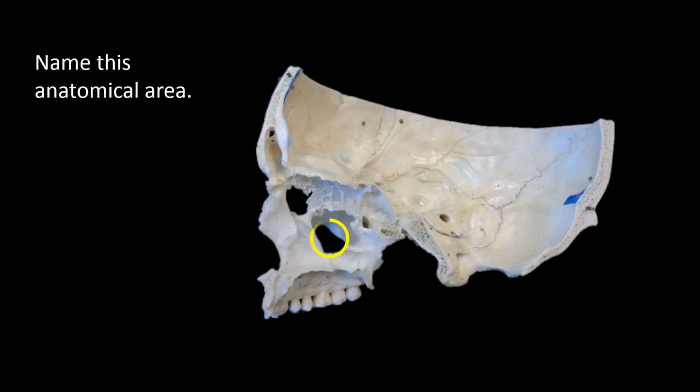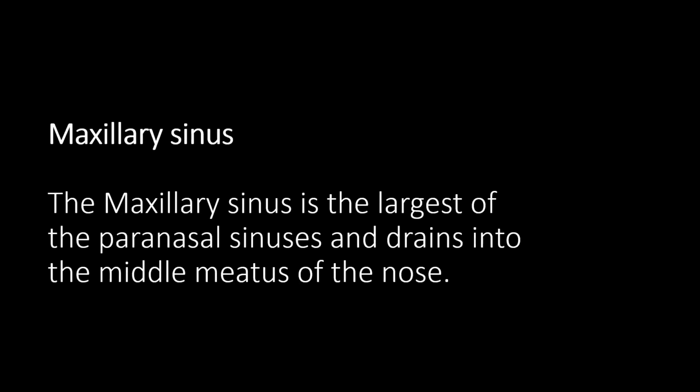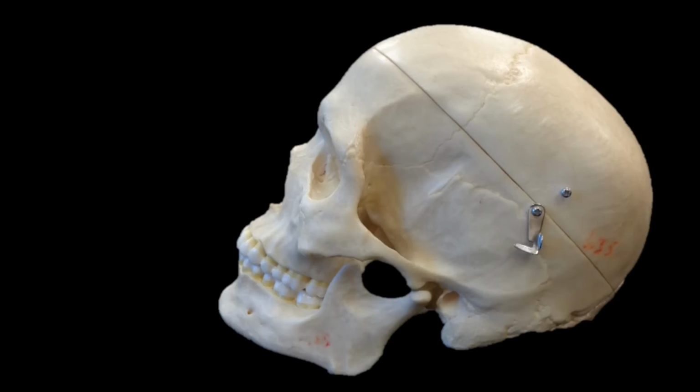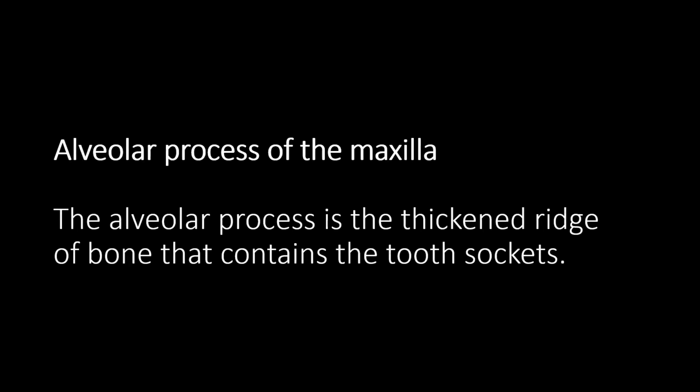Name this anatomical area. Maxillary sinus. The maxillary sinus is the largest of the paranasal sinuses and drains into the middle meatus of the nose. Name this anatomical area. Alveolar process of the maxilla. The alveolar process is the thickened ridge of bone that contains the tooth sockets.